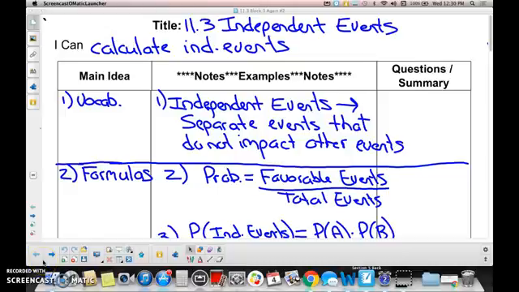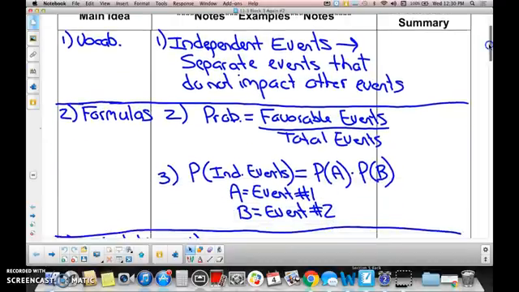11.3 independent events. I can calculate independent events. Hamza, what is an independent event? Separate events that do not impact other events. Separate events that do not have any impact on any other events.